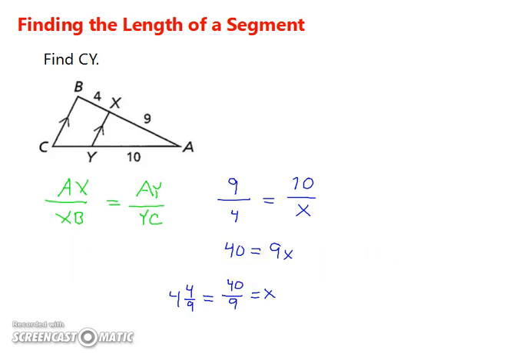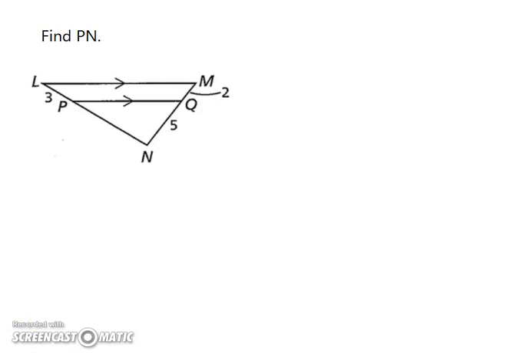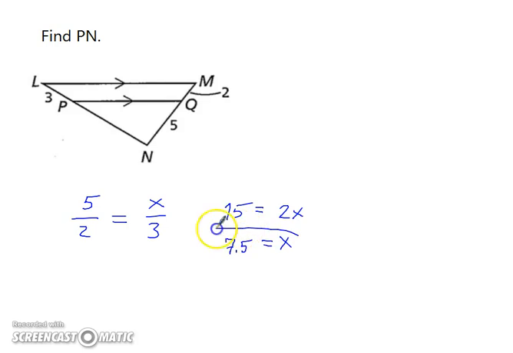Try this next one on your own. Now that you've had a moment to try this next one on your own, let's try it together. If we take 5 and put that over 2, it should equal our unknown over 3. So cross multiply, we have 5 times 3, which is 15, and then we have 2 times x, which is simply 2x. Divide both sides of our equation by 2, because we want to get x by itself, and we end up with 7.5.